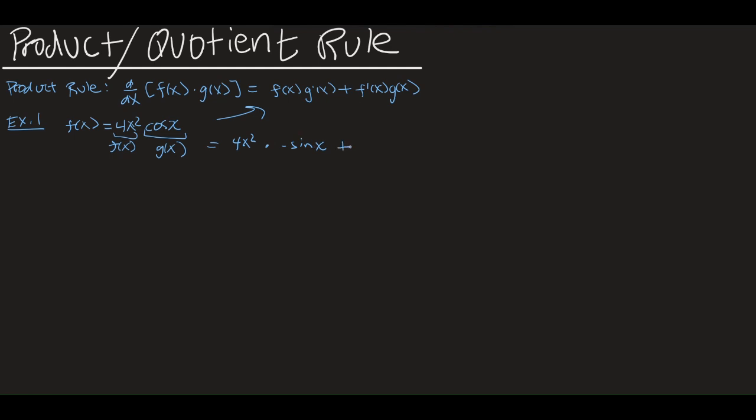And then we're going to go ahead and add the derivative of the first, which will be 8x times the second function g of x, cosine of x. And there we have it. That's our answer. So we can simplify it a little bit. We can do minus 4x squared sine of x plus 8x cosine of x. That's our final answer.